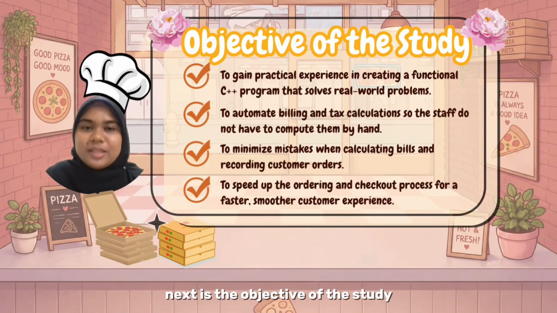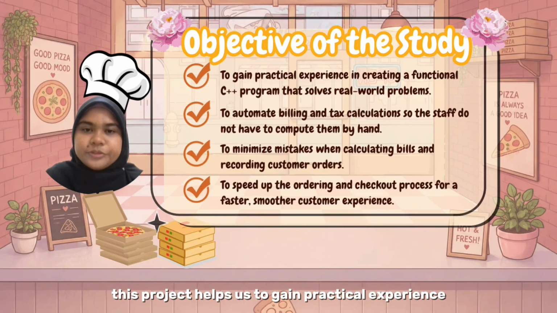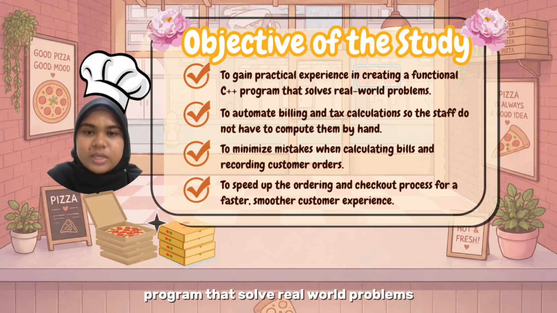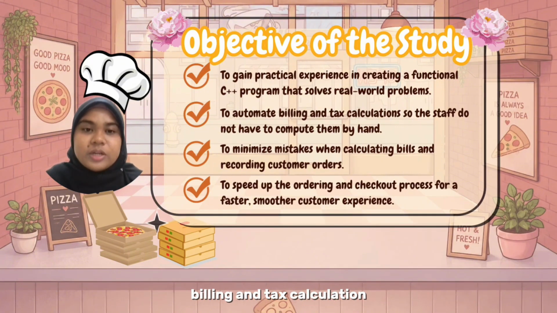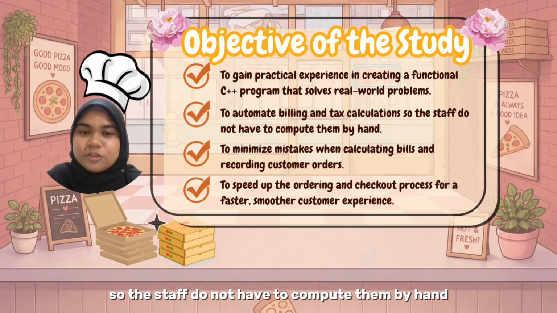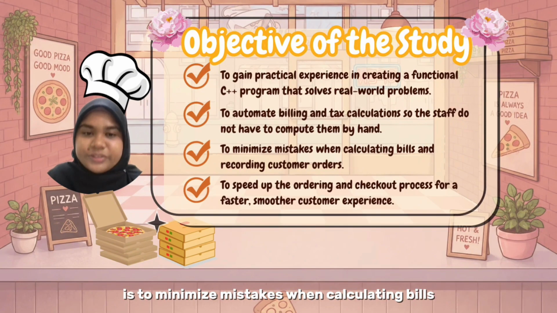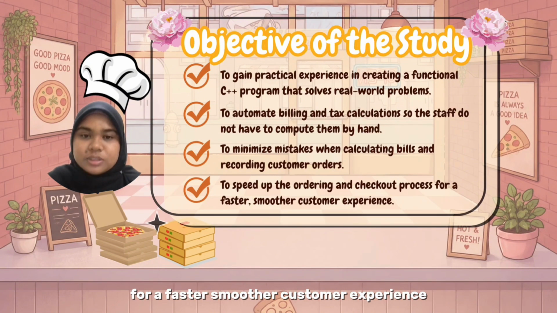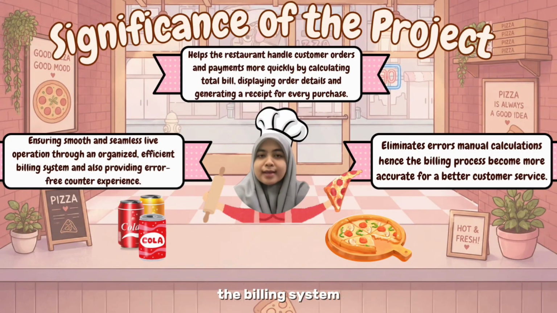Next is the objective of the study. First, as students, this project helps us to gain practical experience in creating a functional C++ program that solves real-world problems. The second one, for a restaurant, this project helps to automate billing and tax calculation so the staff do not have to compute them by hand. The third is to minimize mistakes when calculating bills and recording customers' orders. And the last objective is to speed up the ordering and checkout process for a faster, smoother customer experience.